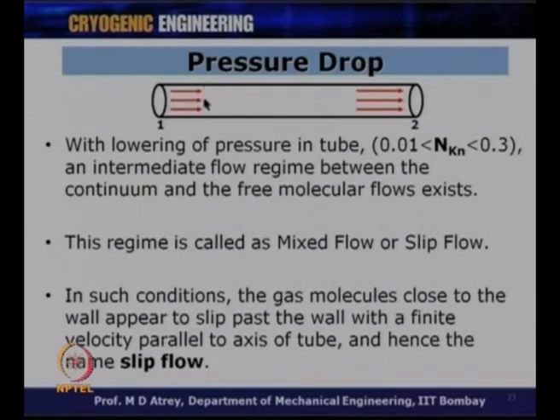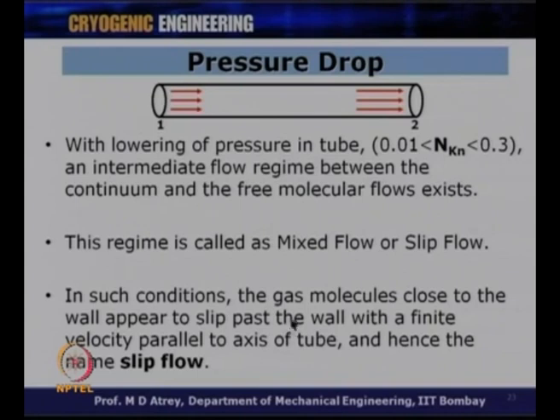In the earlier case, in the continuum region, we know that the velocity of the particles at the wall is equal to 0. The flow rate is maximum in the center and is 0 at the walls of this pipe. But as the number of molecules goes on lessening, as the Knudsen number increases, or as lambda starts increasing, the molecules at the wall will also have some finite velocity, and therefore it will not be equal to 0. It will have some finite velocity, and therefore we say that the molecules appear to slip past the wall.